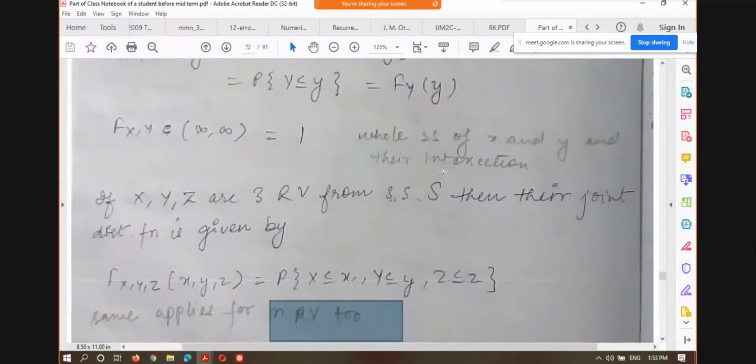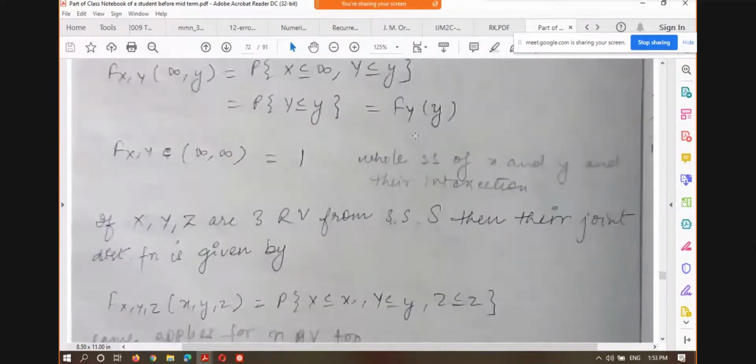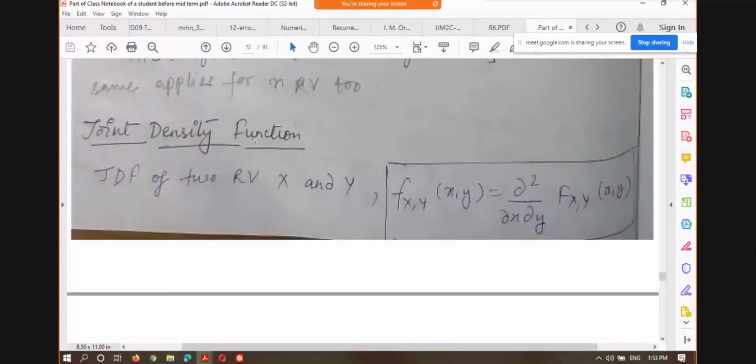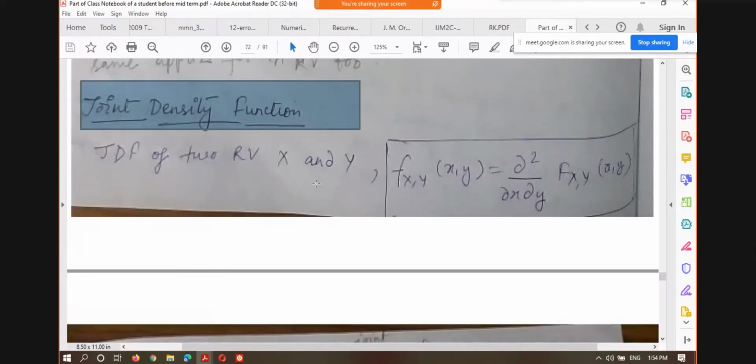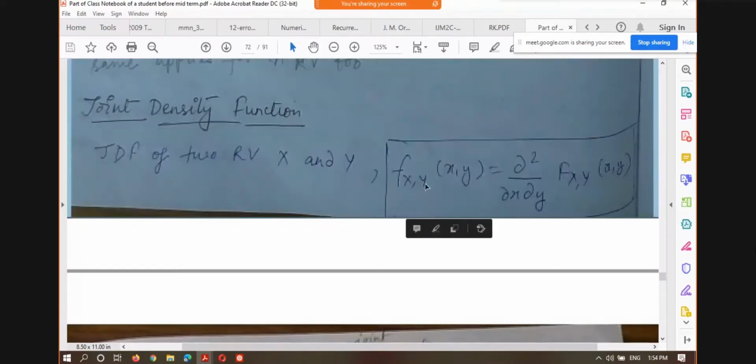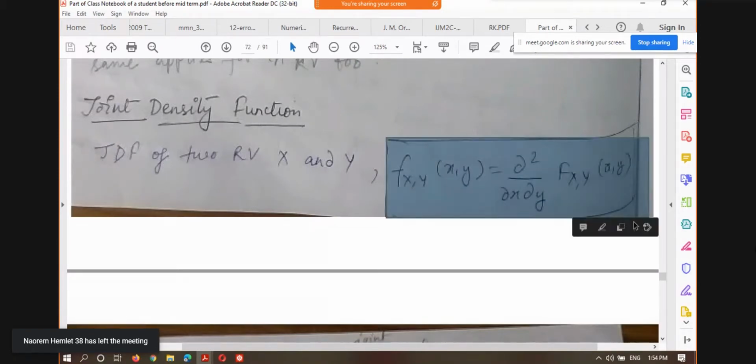Now once you have this distribution function, you can also calculate the density function. Earlier that one was known as the probability density function, now it is known as the joint probability density. How do you calculate it? Earlier it was the derivative of the distribution function. Here we have two random variables, so the joint density function is given by this expression: the second partial derivative with respect to x and y of F_XY(x, y).